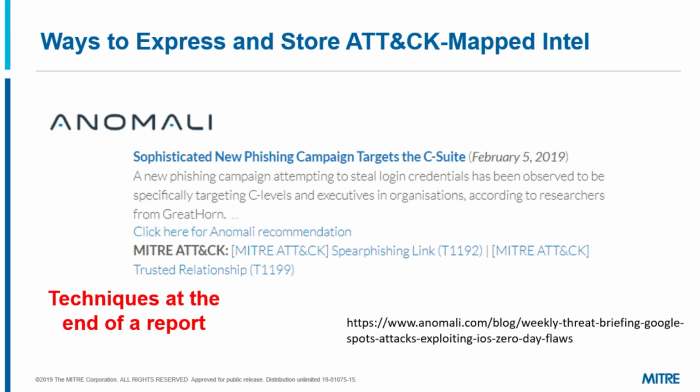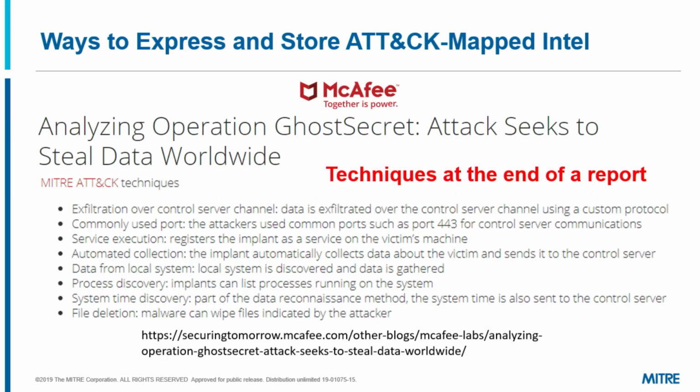One example is from Anomali. They have a weekly threat report and they summarize something that was in the news in the past week. And at the end of that summary, they list the ATT&CK techniques that they observed. It's a simple way you can add those techniques to the end of a report. McAfee is also mapped to ATT&CK. One approach they've taken is to list the ATT&CK techniques at the end of the report. And they haven't just listed the techniques, but also the procedure level detail. For example, for commonly used port, they indicated the attackers used port 443, adding that extra detail.